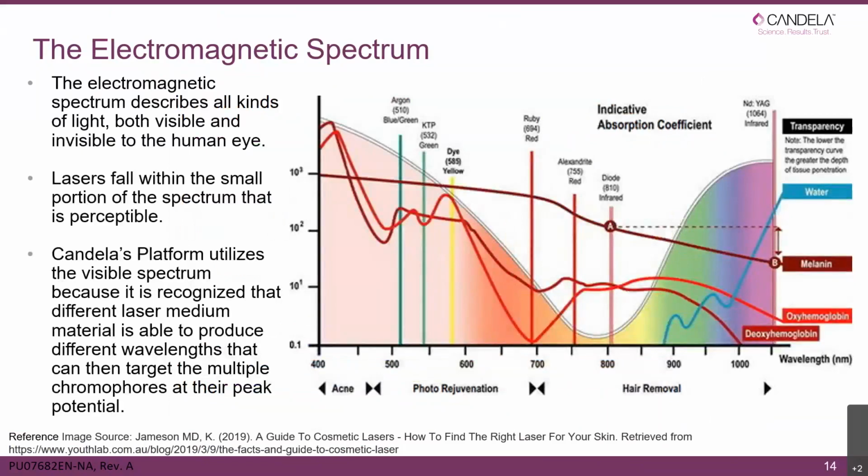This is the electromagnetic spectrum, and as you can see, this is a very busy slide, because what we're trying to show here is the different types of lasers with their wavelengths and what different areas they absorb into. So you can see on this chart we have melanin, we have hemoglobin, we have deoxygenated hemoglobin, and depending on the wavelength you're using will determine what the absorption is into that particular chromophore or color. And as a company, Candela's platforms utilize this spectrum, particularly the visible part, as it's recognized that different laser medium material is able to produce different wavelengths that can then target the multiple colors or chromophores at their peak potentials.